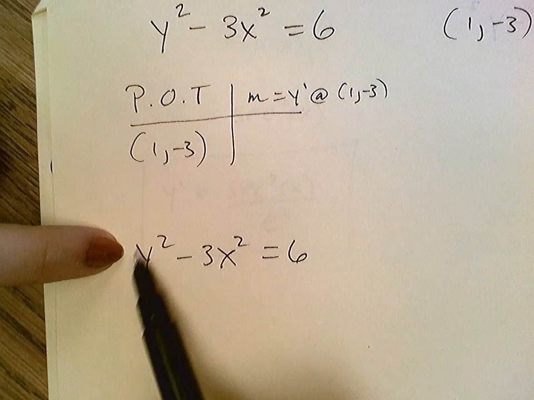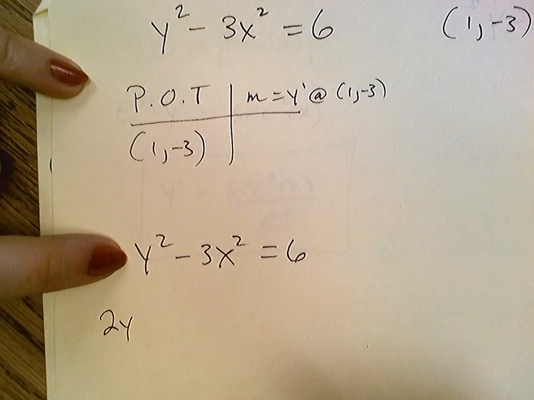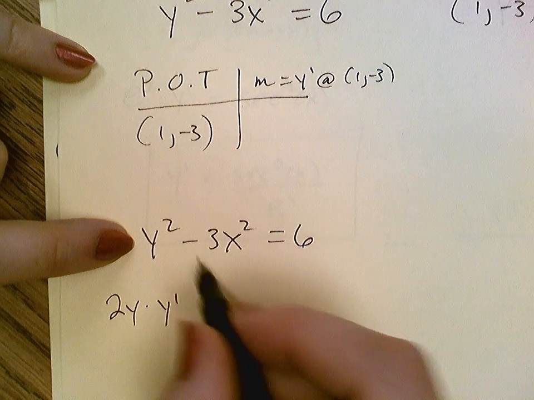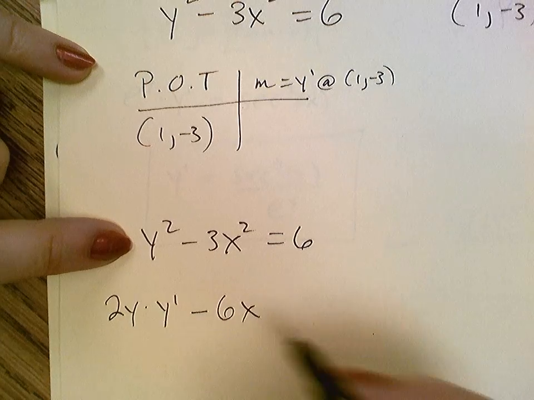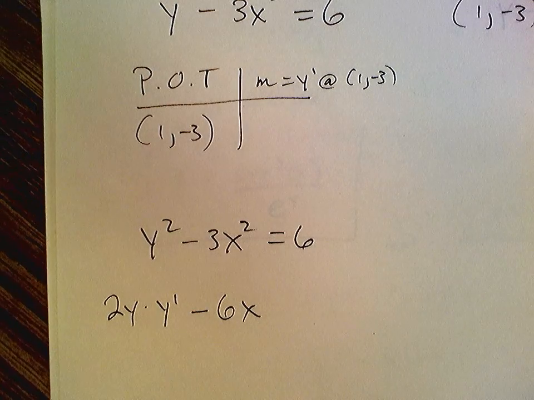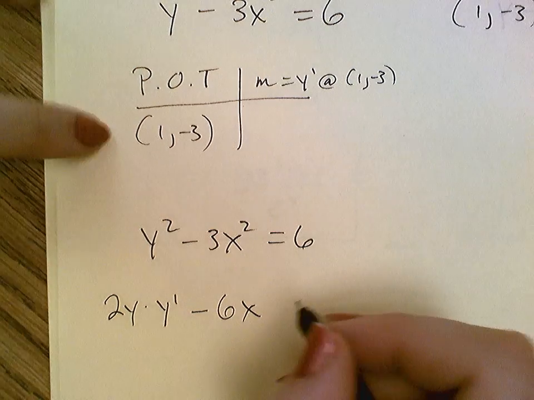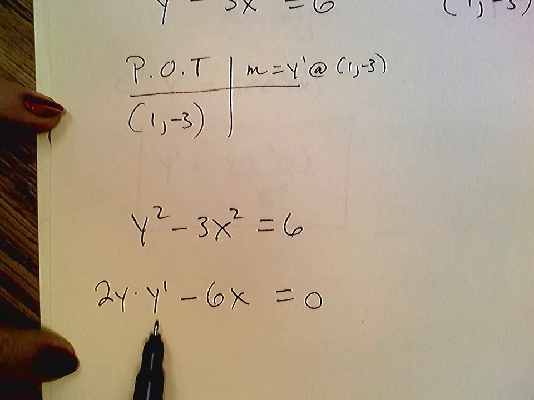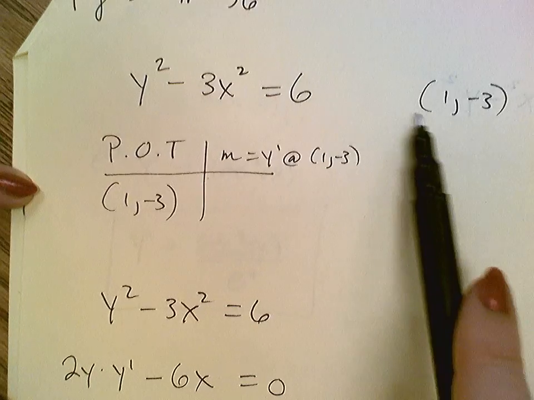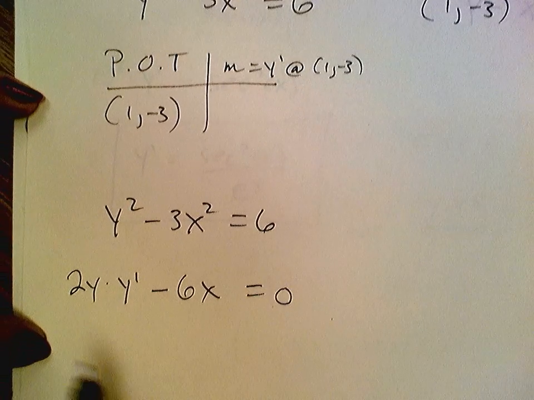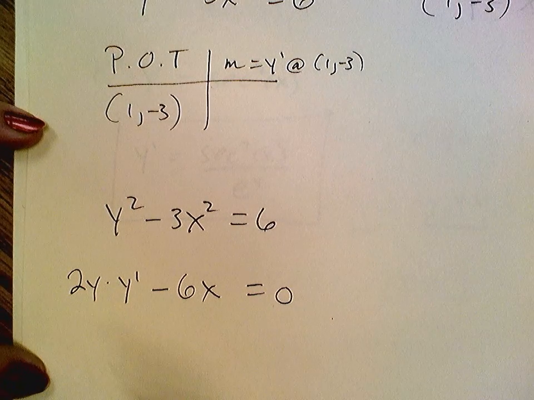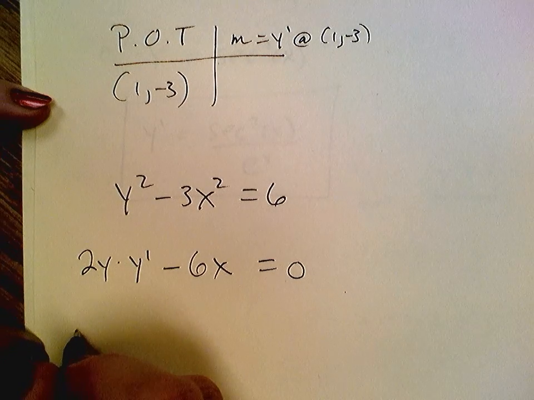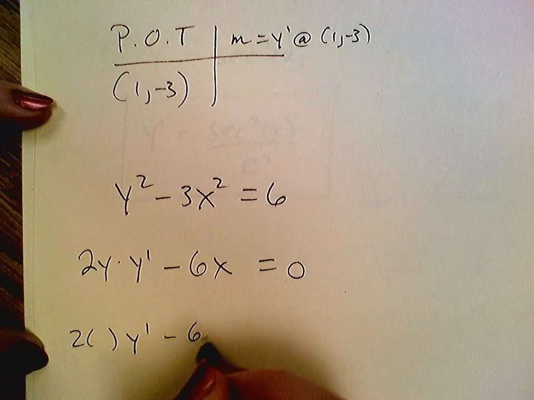So, okay, the derivative of this term is 2y, but then you need dy/dx, so y prime. The derivative of this term is minus 6x, but then you need dx/dx, which is just 1, so I don't even bother. And then the derivative of that is 0. Now I need y prime at this point here. You could solve for y prime at this moment and then plug in the coordinates, or you could just plug in the coordinates right away, which is what I like to do.